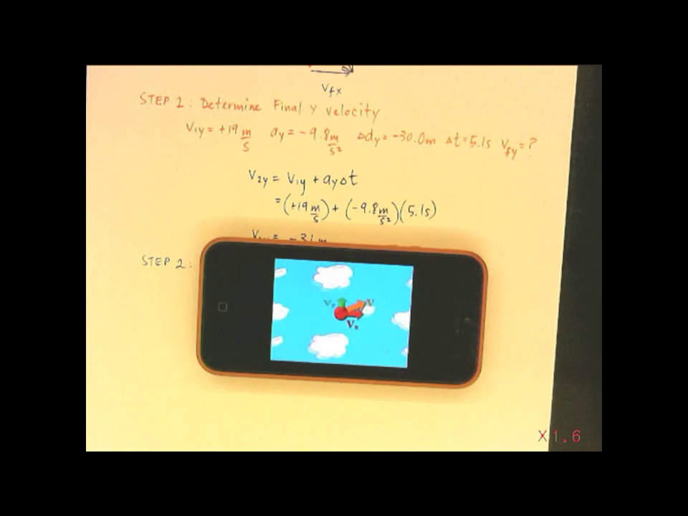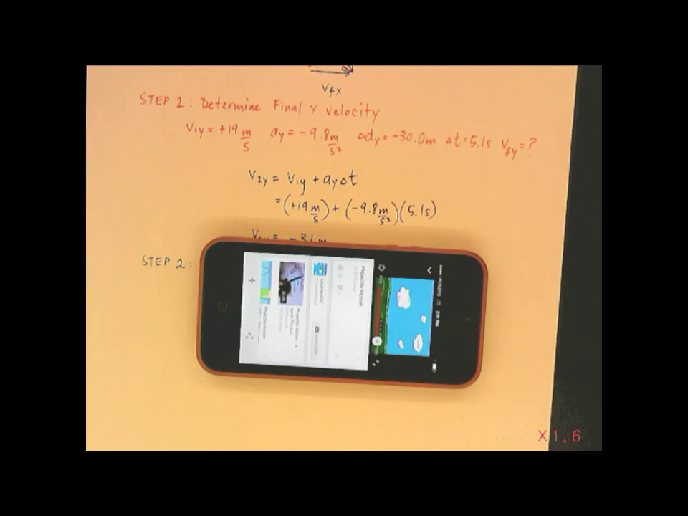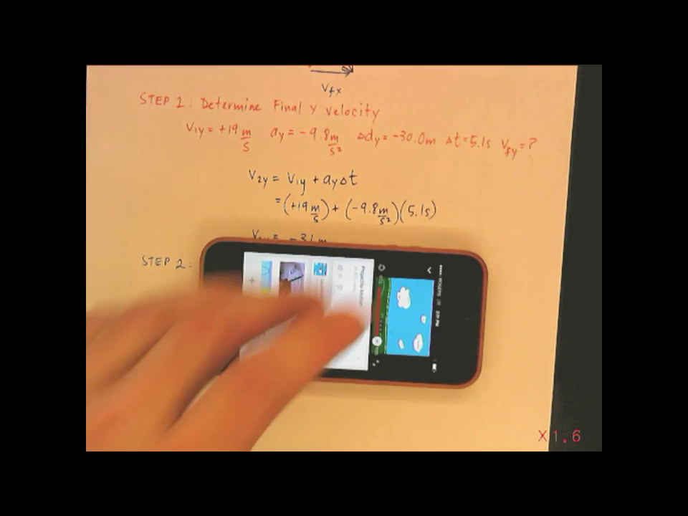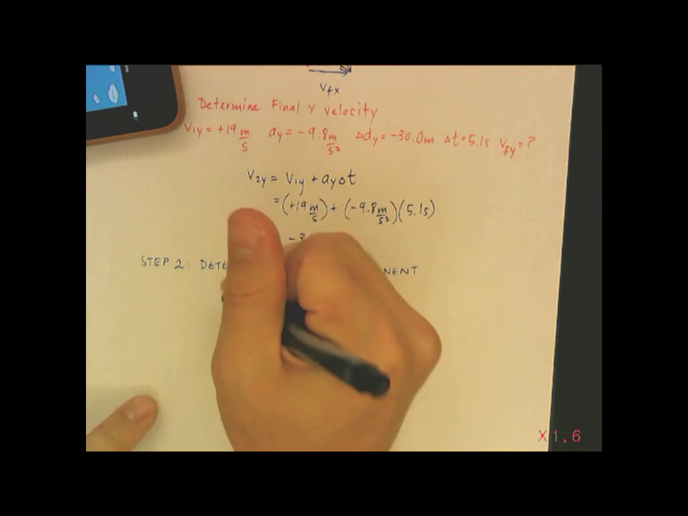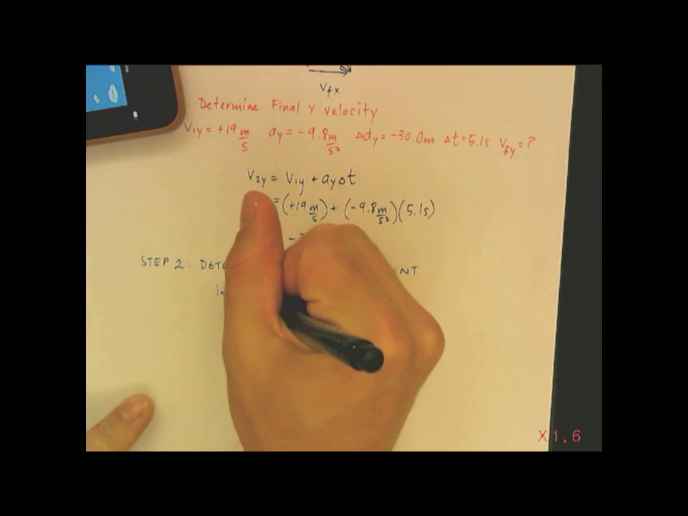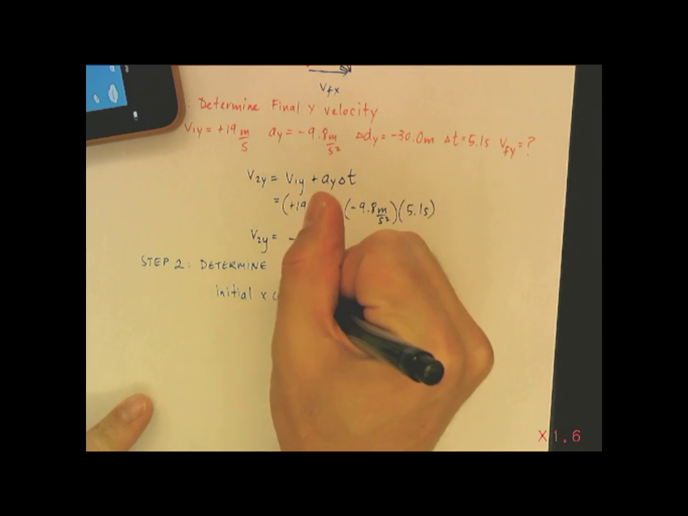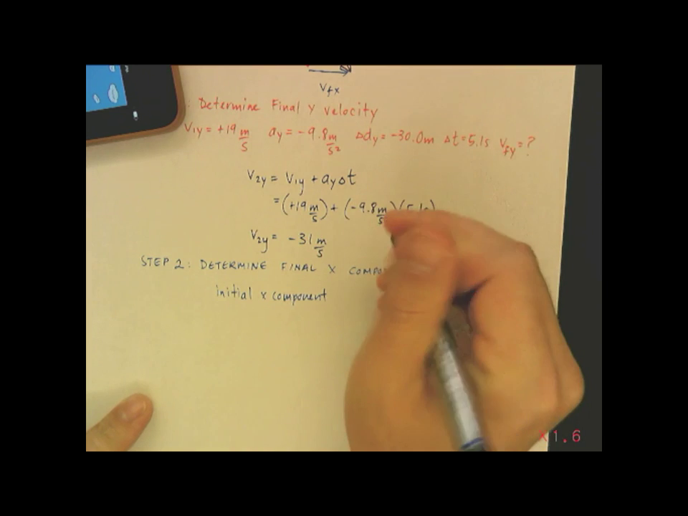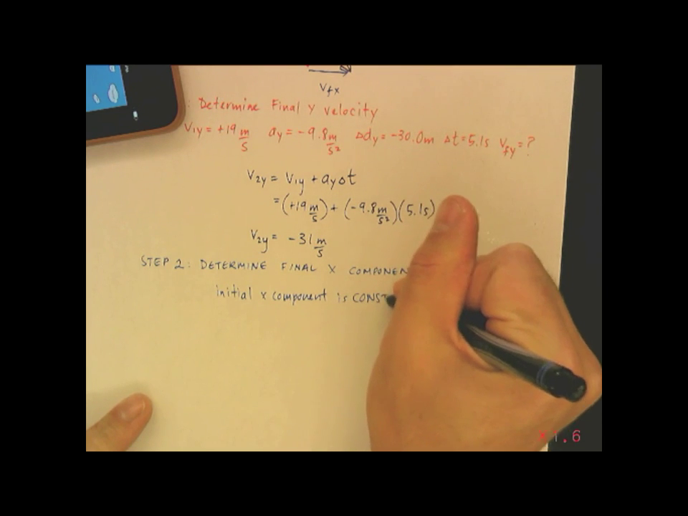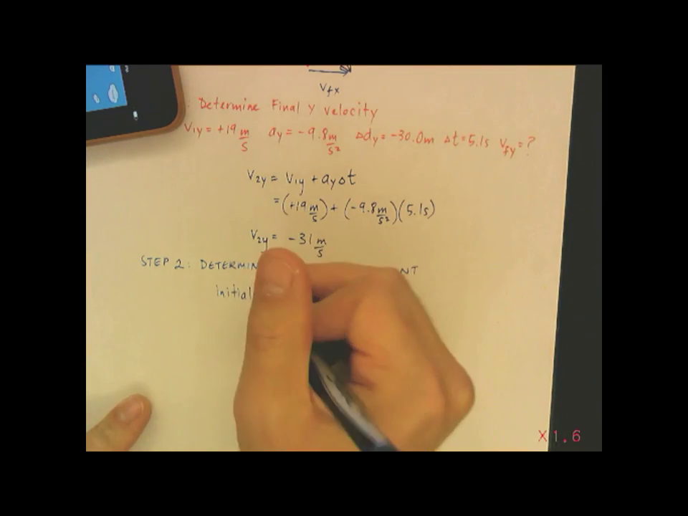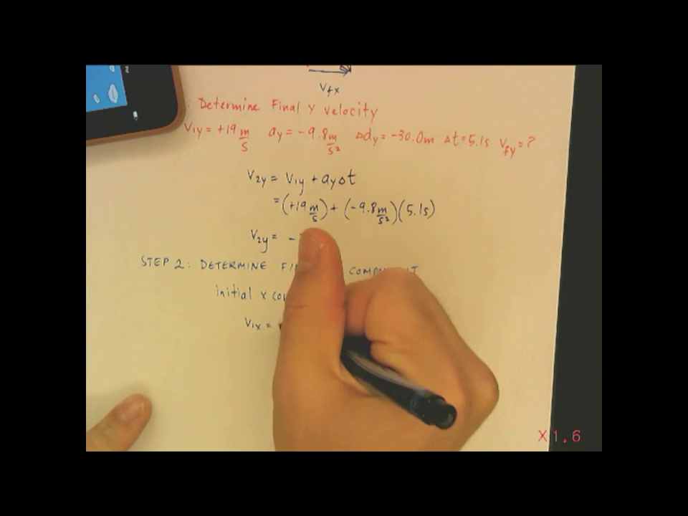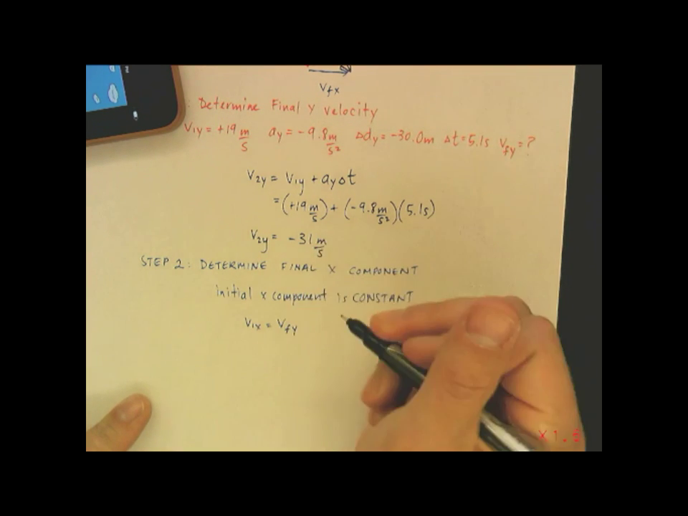So the x is the red. What do you notice about the magnitude of the red component of that velocity during the entire time of flight? It's constant. That is characteristic of projectile motion, and you need to know that and remember that. So the initial x component is constant. So Vix is going to equal V final x.